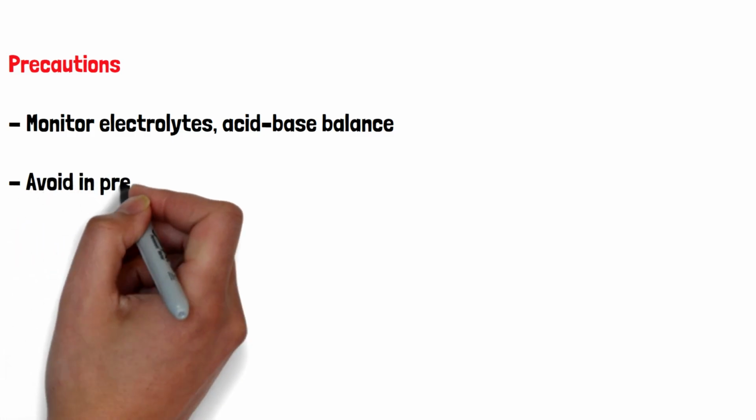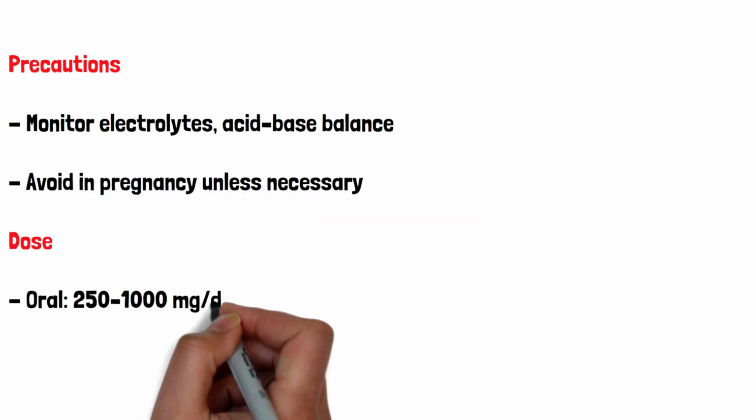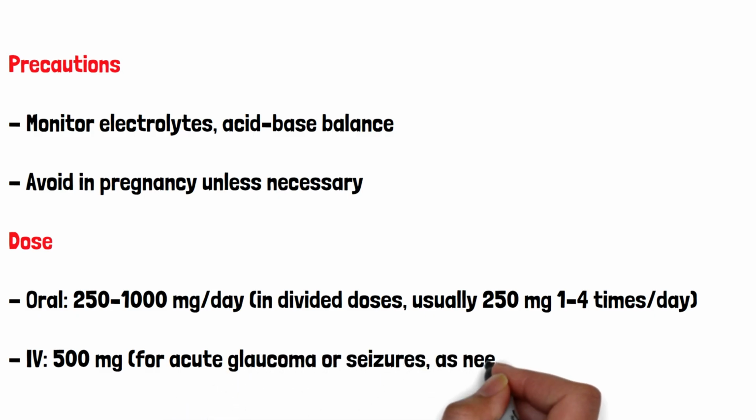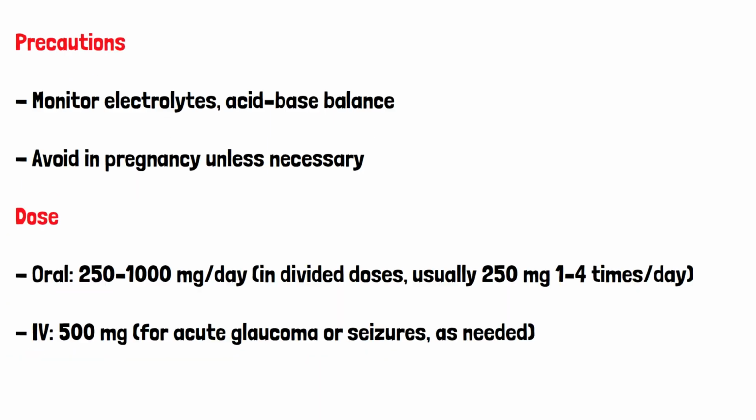Precautions and dose. Always monitor electrolytes and acid-base status. Avoid during pregnancy unless really necessary. Dose-wise, for altitude sickness prevention, 125 milligrams twice daily. For glaucoma or seizures, usually 250 milligrams 1 to 4 times a day, sometimes IV 500 milligrams in acute cases.